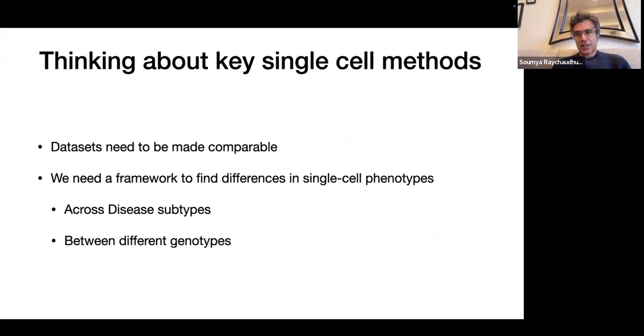And when we think about single cell data, any of you who've worked with this data will know that the data is complicated. It's often a victim of batch effects. The data can be very sparse. In many instances, when we collect data from many individuals, we need to make sure that the data across the different individuals are comparable to each other. And then we also need to have a framework to find the differences in single cell phenotypes, both across disease subtypes and between different genotypes.